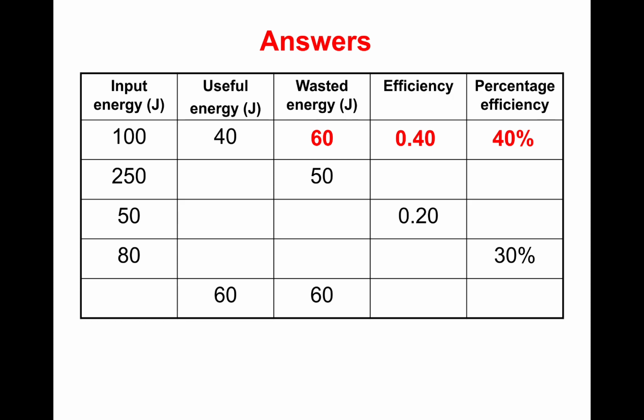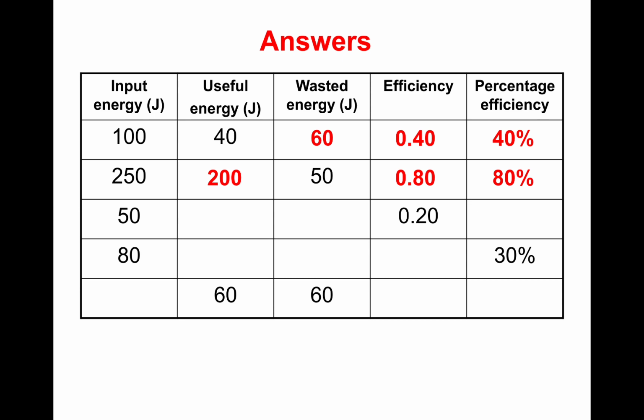So the next one, the input energy is 250, wasted is 50, so the useful must be 200. So efficiency is useful divided by the total input, so that's 200 divided by 250, which gives us 0.8. And as a percentage, that's 80% efficient.